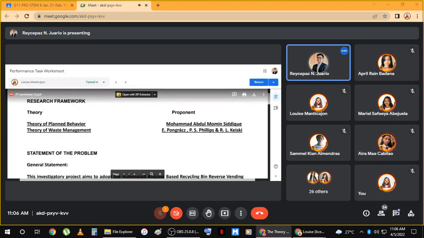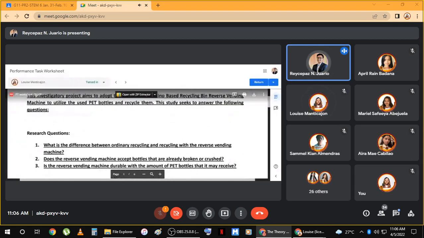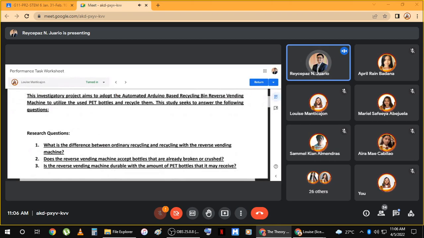Okay, if I were to ask you about the difference between an ordinary recycling machine and a recycling machine with a reverse vending, what is the difference between the two? Sir, for ordinary recycling, I don't mean the machine itself, sir, but ordinary recycling manually done by the people, like segregating their trash and stuff, sir. Okay. So what is the difference then between ordinary recycling and the recycling machine? Well, the difference, sir, is that a reverse vending machine has a reward system, which is, for me, basically more satisfying to do than ordinary recycling.